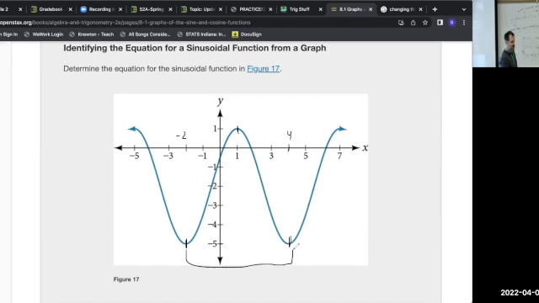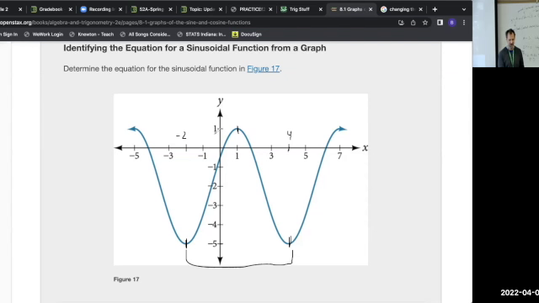All right, what did you find out about B? B equals pi thirds. Okay. All right, so now we're ready to talk about the shift.